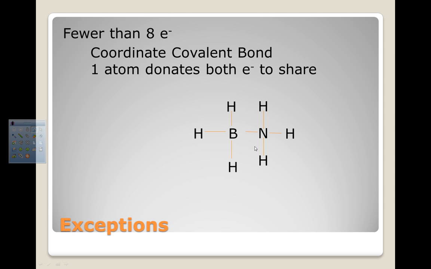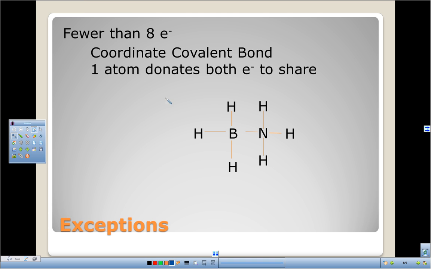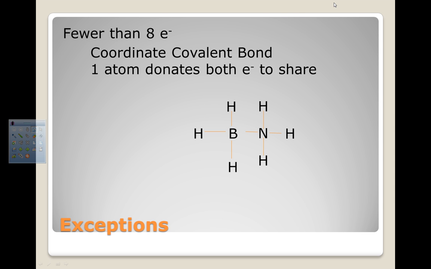Question, Jeffrey? They don't need a double bond because nitrogen has 4 and boron has 4. But what the term coordinate covalent bond is saying is that this nitrogen has donated both of its electrons to this bond. So this bond is a coordinate covalent bond. That one right there. And that's it for 9-3.